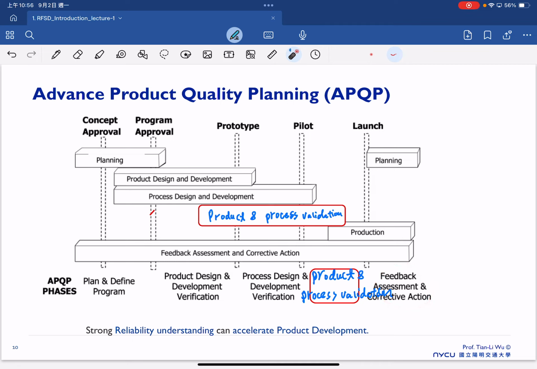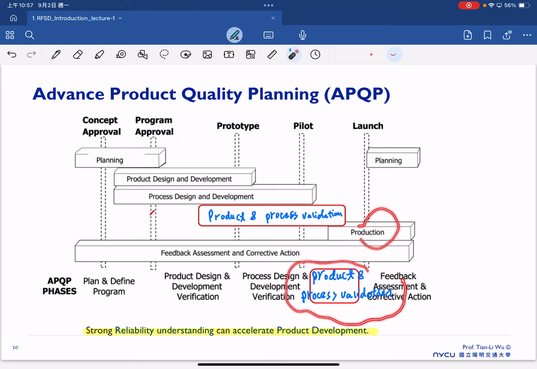The most important conclusion is that a strong reliability understanding can accelerate product development. That's a key goal for this class. In the end, we need to utilize our knowledge of reliability to make our product better and also to accelerate the time spent on product development. And there's one thing that is very important. Before the production, as you see, there's a product and process validation.